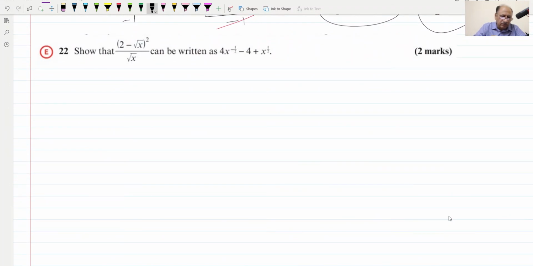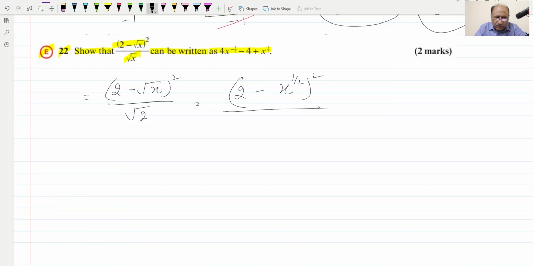This is an exam question. Show that this fraction can be written in this format. Our question is 2 minus under root x, whole squared, divided by under root 2, and under root 2 we can write as 2 raised to the power 1 by 2, minus x raised to the power 1 by 2, whole squared, and divided by x raised to the power 1 by 2.